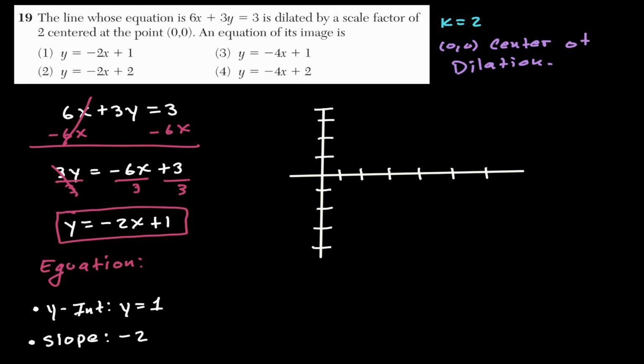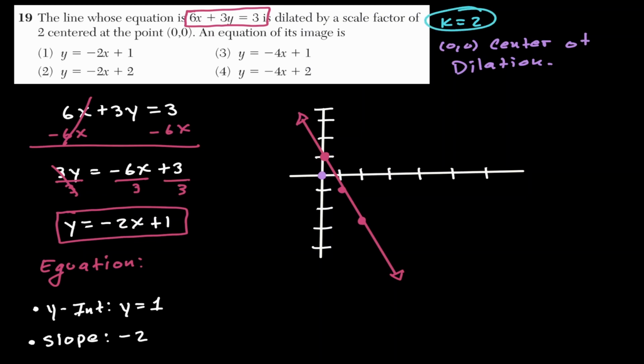So let's graph this line. The y-intercept is at 1. The slope is negative 2. So from the y-intercept, I'm going to move 2 units down and 1 to the right. Let me just do that one more time: 2 more units down and 1 to the right. And when we connect these points, here we're going to have the equation that we were given at the beginning. Now let's place our center of dilation, which is at the origin, (0, 0).